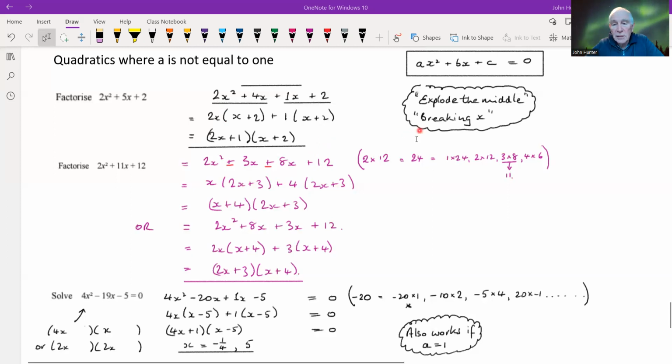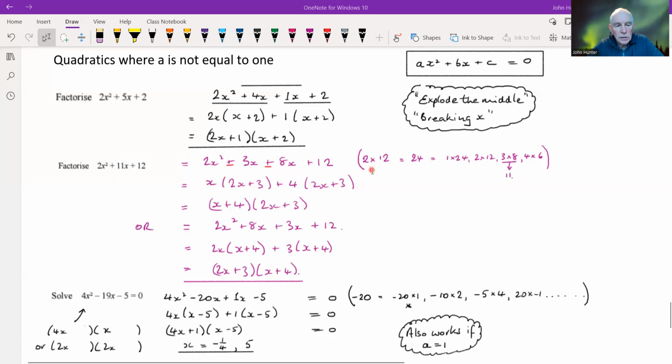Now this method goes by a number of different names. Exploding the middle is one. Breaking x I like because it sounds a bit like breaking eggs, but anyway, that's what we do. So let's just have a look at an example from the beginning, if you like. So here we're just factorizing 2x squared plus 11x plus 12.